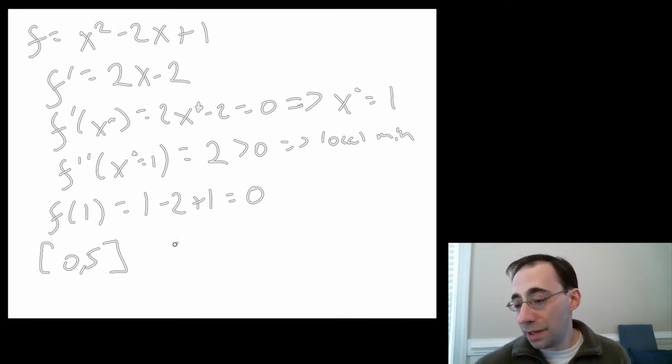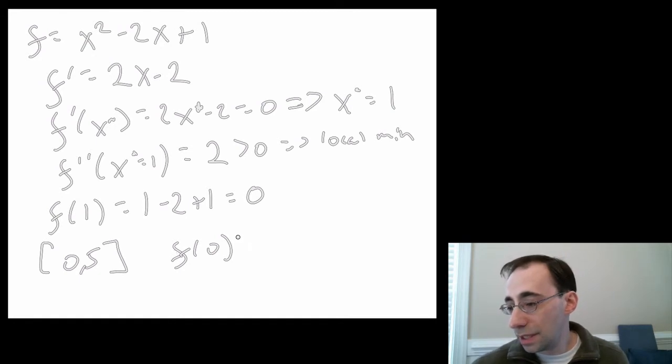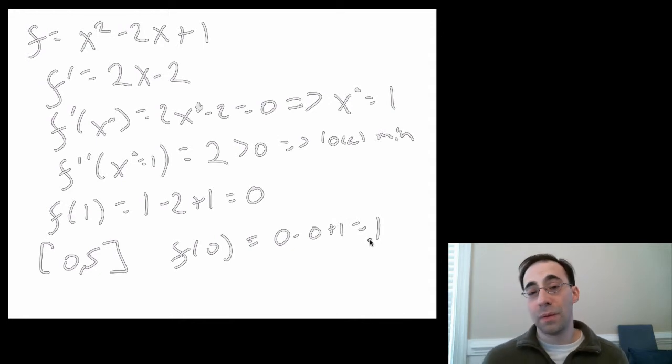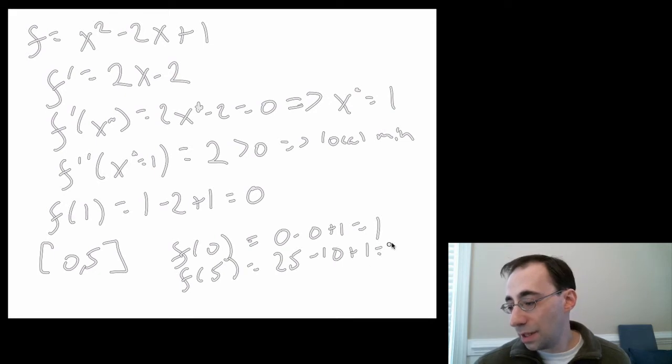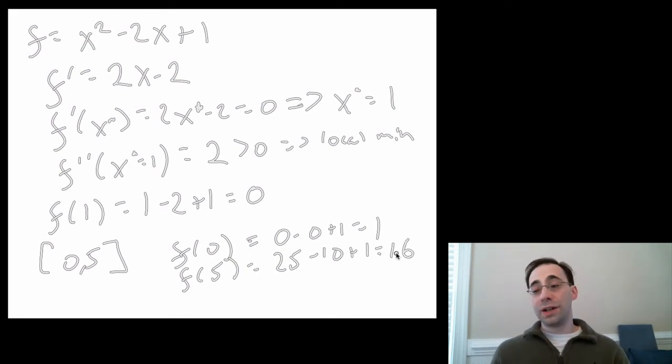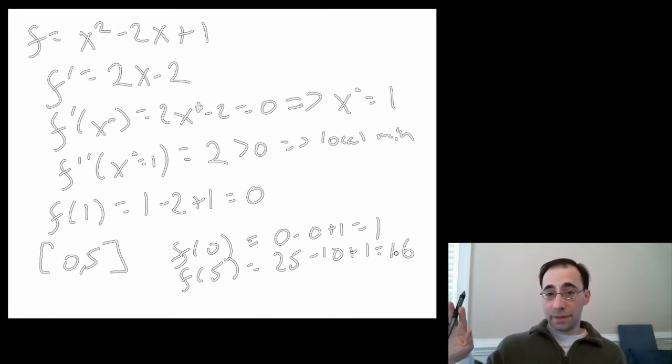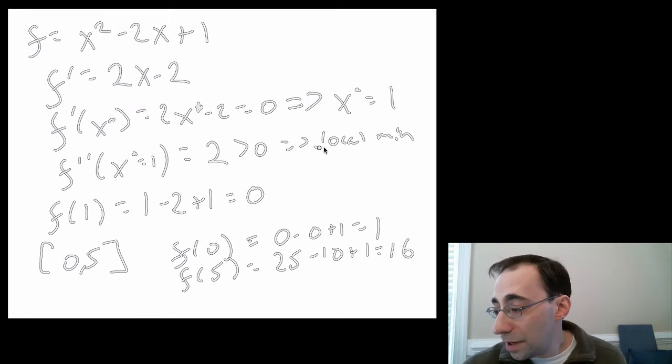Well, then we would plug in 0 here. And 0 gets us 0 minus 0 plus 1 equals 1. 1 is bigger than 0, so this is already bigger than f at 1. So this is not going to be a global minimum. f of 5 gets us 25 minus 10 plus 1 equals 16. Also much bigger than 0, so that's also not a global minimum. So in this case, our local minimum is actually the global minimum.